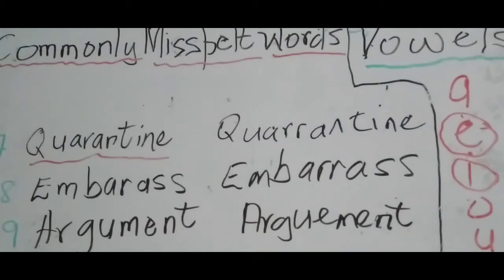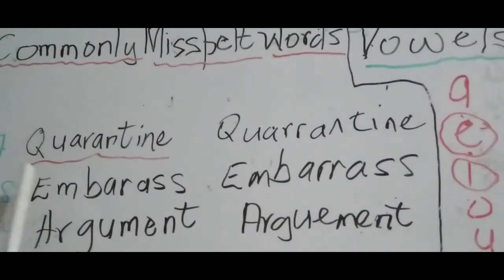All right, next word is embarrass. We have E-M-B-A-R-A-S-S and we have E-M-B-A-R-R-A-S-S. And these words that have double letters, the same letter coming behind each other, are very tricky because even the best of spellers sometimes have difficulty with them. Sometimes you have to consult a dictionary just to make sure you have it right.